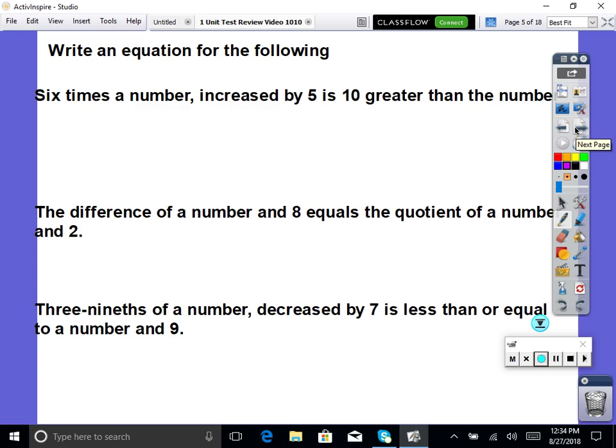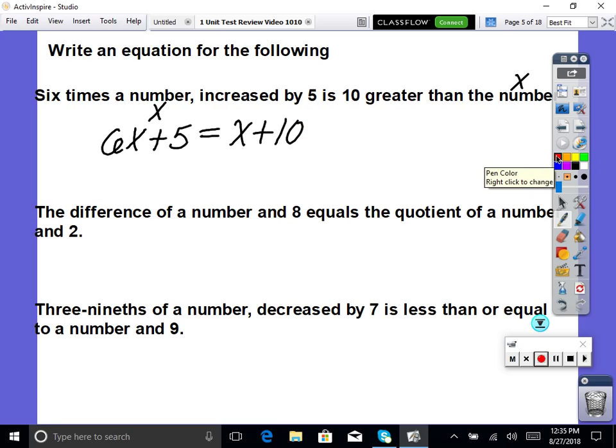Okay, so now we have to be able to do something like this. So writing out our own equations. 6 times a number, we don't know what that number is, so I'm going to call that x, increased by 5, is 10 greater than the number. So we have two x's in this one. So 6 times a number, 6x, increased by 5, so that'd be plus 5, equals 10 greater than the number x. So we'd have x plus 10. And now we have set that up, we could solve.